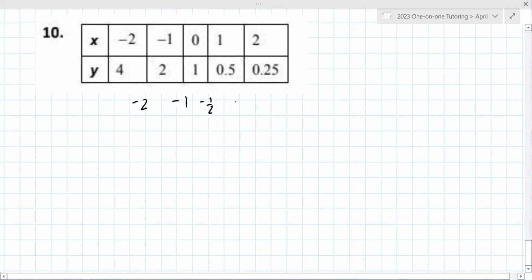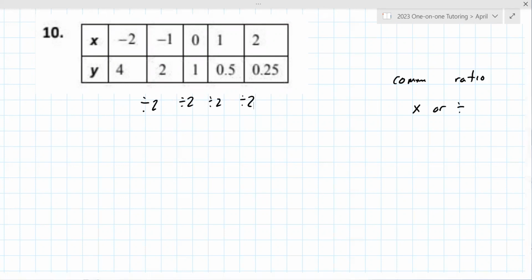It's exponential. Now for this one, the common difference doesn't help, because when you do the second difference, it's also not consistent. For exponentials, you have a common ratio, and it's either multiplication or division. What is that common ratio? You're dividing by 2 every time. Yeah, so you can even show that, divided by 2, and so on. I'm shocked you don't have to write the equation.